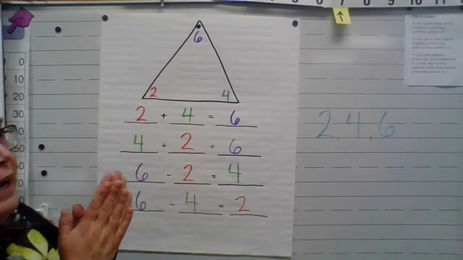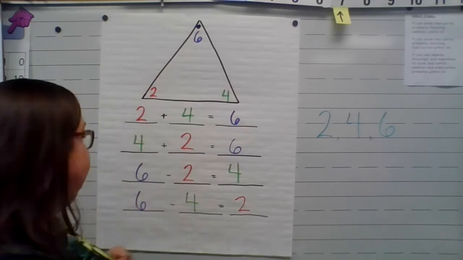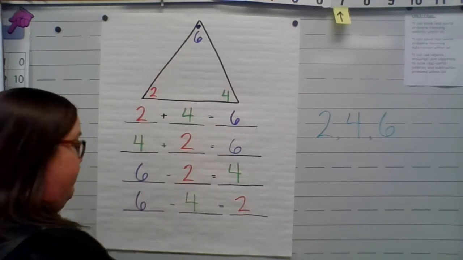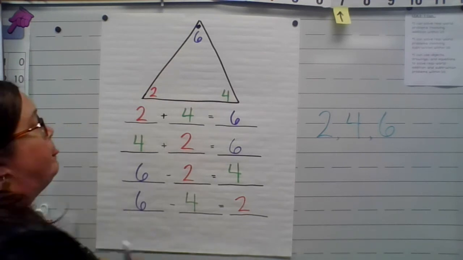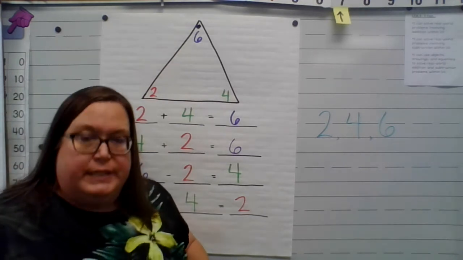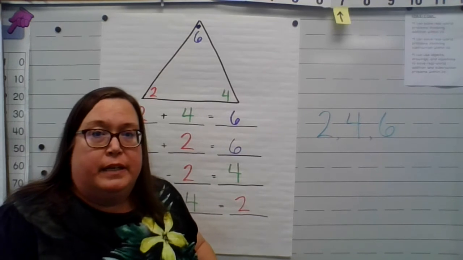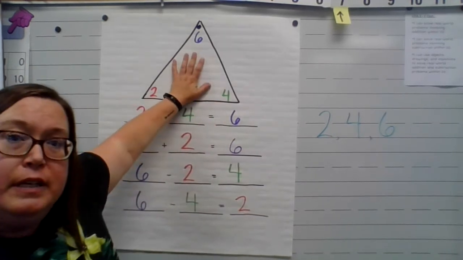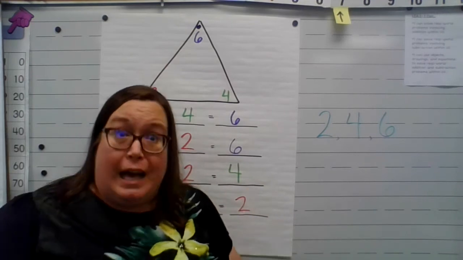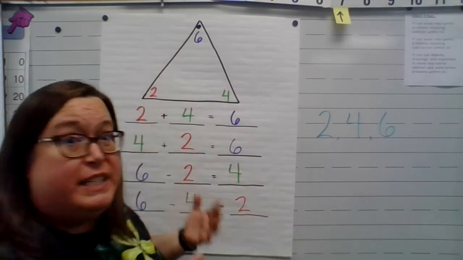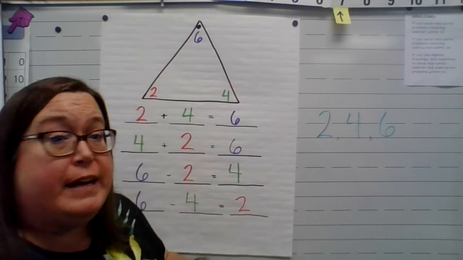All right. One other thing that I want to show you. I need to get my dry erase marker. Sometimes we can represent a fact family using fact triangles, but sometimes fact families can be shown using dominoes as well. Just a different way to show the numbers in the fact family.